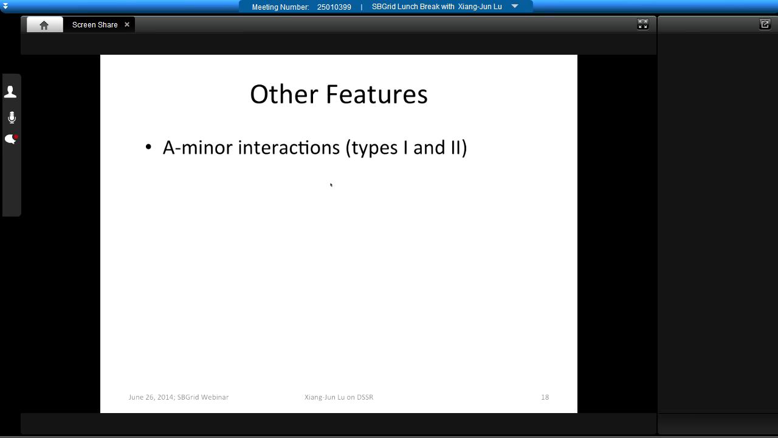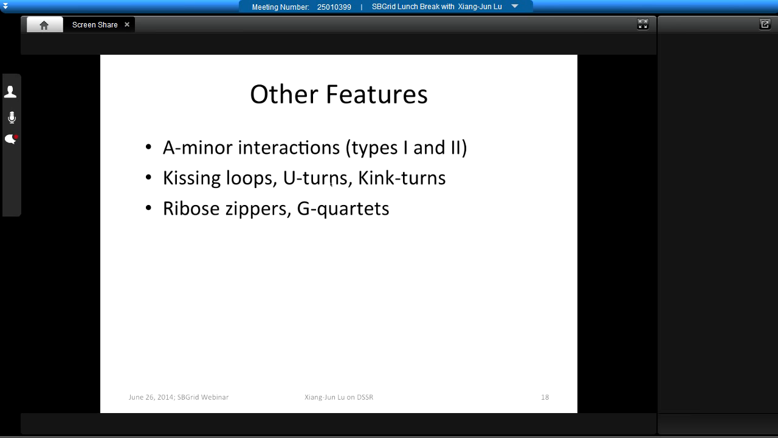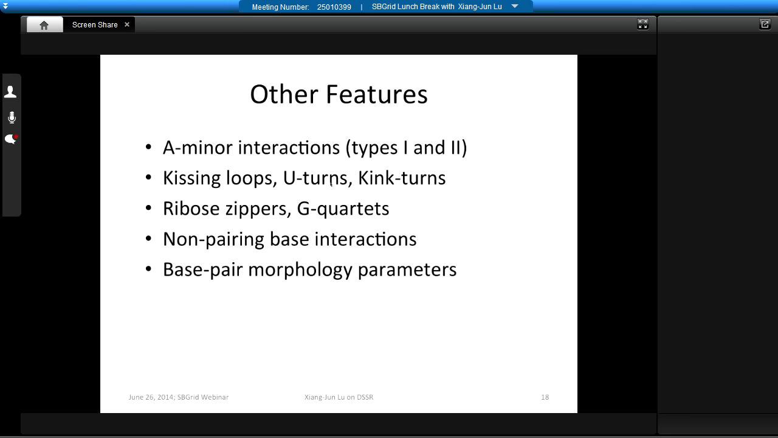DSSR actually has many other features. One thing is it can calculate minor groove interactions, including type 1 or type 2. It also characterizes kissing loops, U-turns and kink turns, and detects reverse Hoogsteen base pairs and non-pairing interactions that involve the sugar, the base and the phosphate. Also, DSSR outputs base pair morphology parameters, which are in the original 3DNA program, and backbone torsion angles and suite names as defined by the Jane Richardson lab.